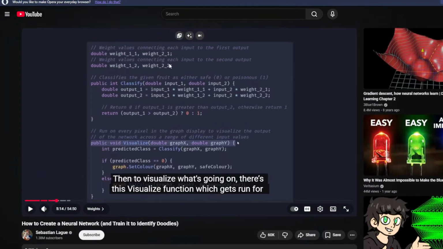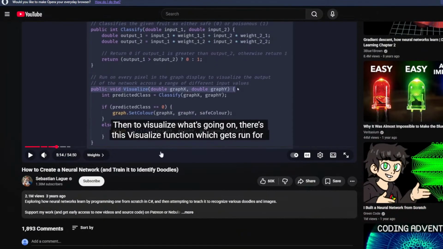Then you are running the classify function on the graph. Oh yeah, zero is safe, one is poisonous. So if safe is greater than poisonous, then you return zero. If predicted class equals zero, so the predicted class, I see. Predicted class is saying when I measure the input one, input two, and that's the X and Y of the graph.